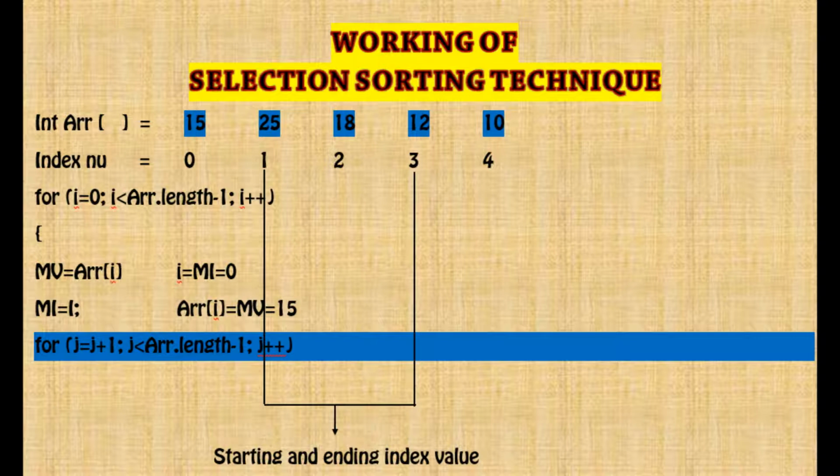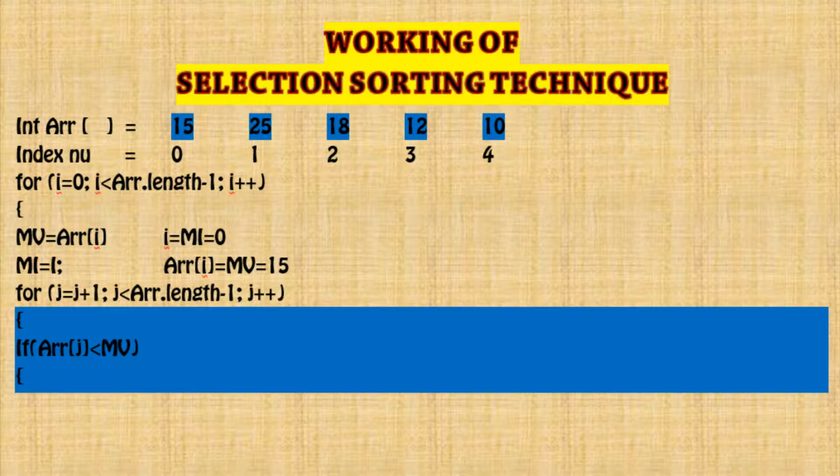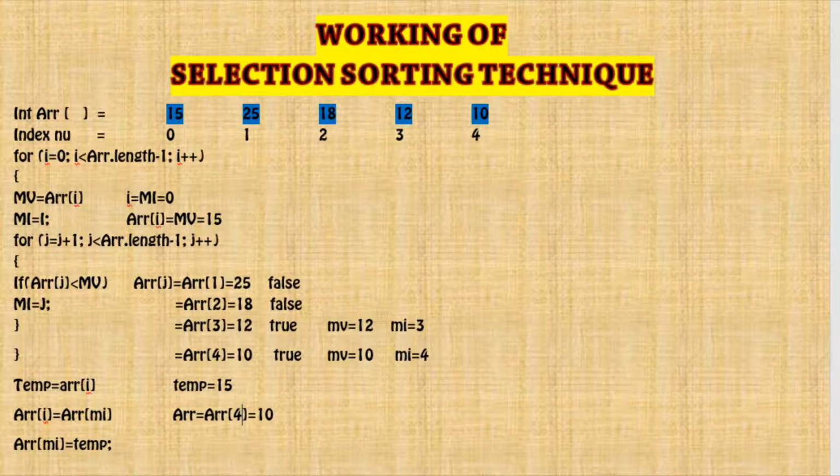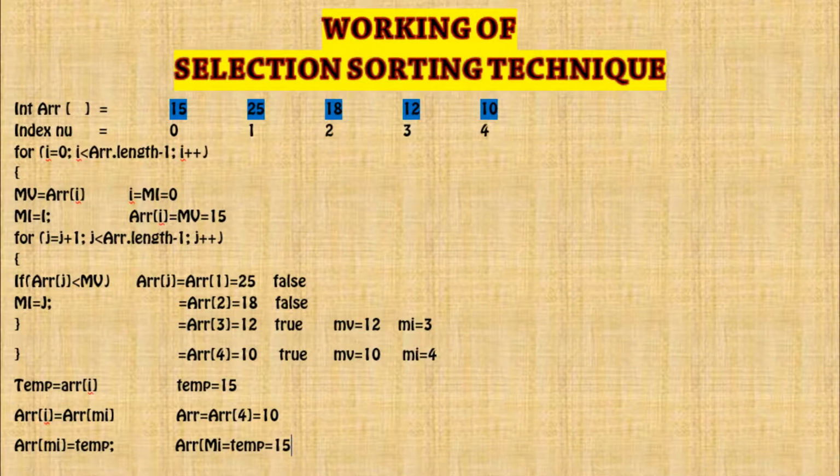In this example, let us compare the elements. To compare the elements, we will use a condition. We will check whether array of j is lesser than the minimum value. If it is not true, then it will not put the value into mv. Same like that, the index number of j will also be put in the minimum index. So it will do this until the last index. When the iteration gets completed, it would have searched for the minimum value and its index. So it will come out of the loop.